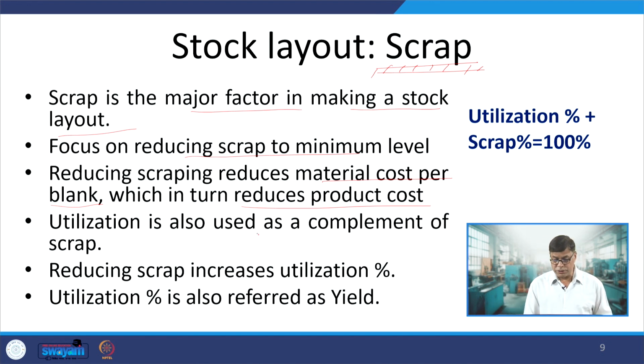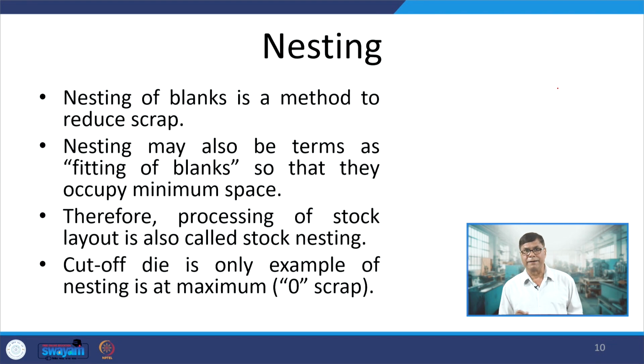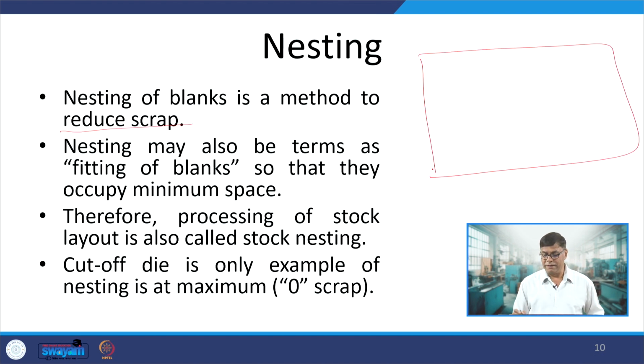So, utilization is also used as a complement of the scrap. Reducing the scrap increases the utilization, and utilization percentage is also referred to as yield. So, whatever the percentage utilization is, say 70, the remaining 30 will be the scrap, so their sum will be 100. Now nesting, this is one variant of the stock layout. Nesting of a blank is a method to reduce the scrap. Say here we have the stock material. How will the cut profile be made?